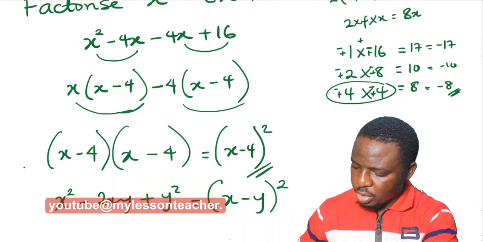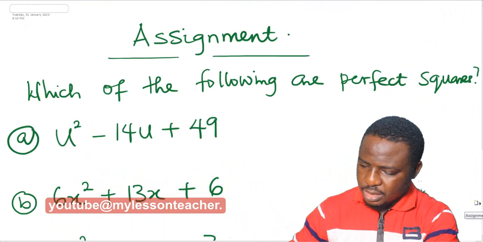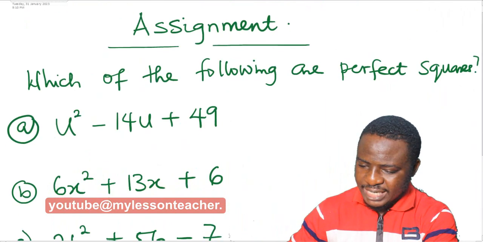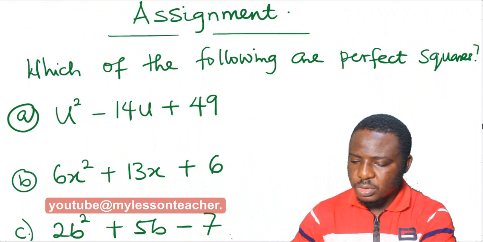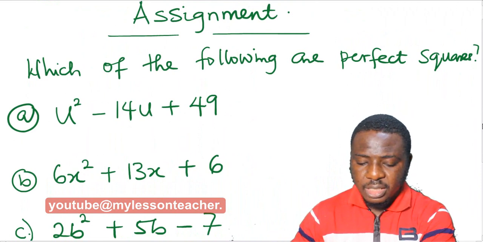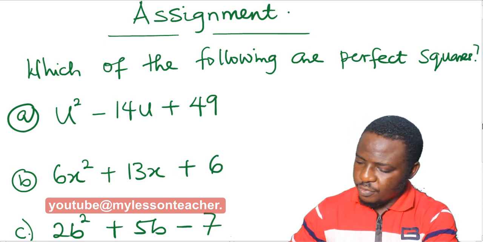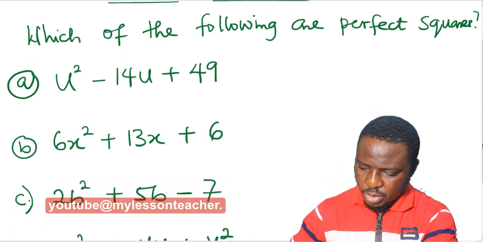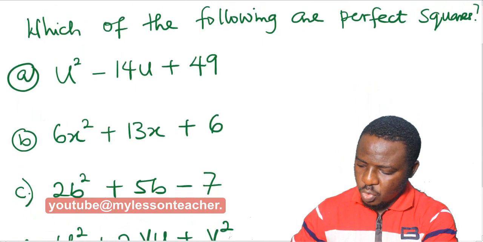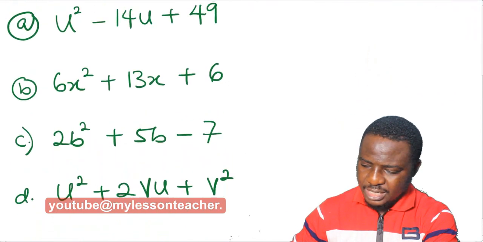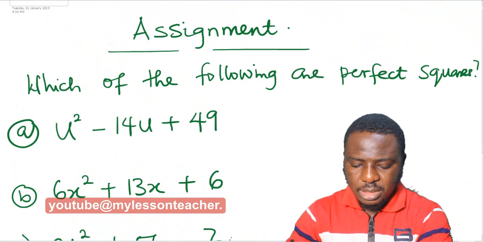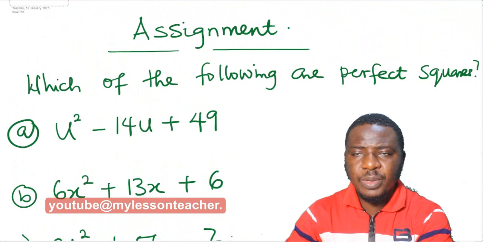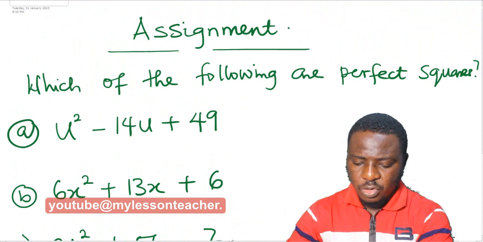I also left the class with an assignment where you are asked to determine whether each of these is a perfect square. Which of these is a perfect square? I believe you must have done that, and if that has been done, let's look at the solution and you can compare it with yours to know if you are right or wrong and take the necessary correction.